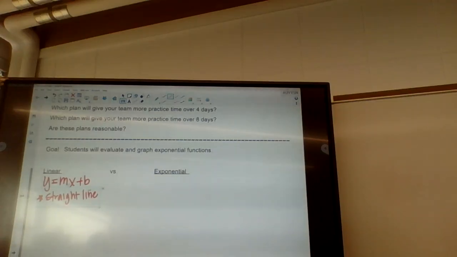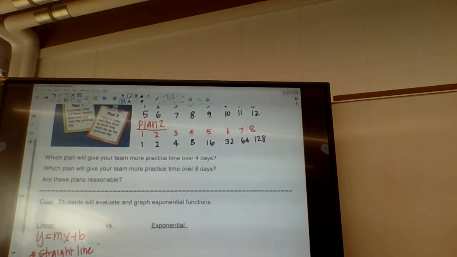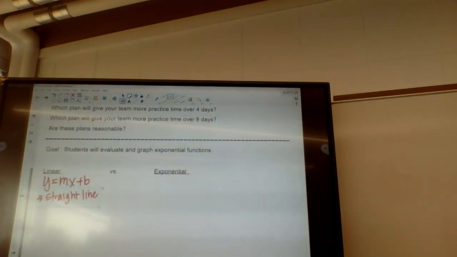So it has that straight line to it. And what it's doing is every single time we move from a point to a point, like when we do our rise over our run or our slope, like when we go up 3 and over 1, or for instance, they added 1 in plan 1. So they started at 5 and then they went up 1 over 1 in terms of our graph.